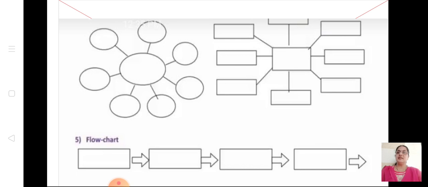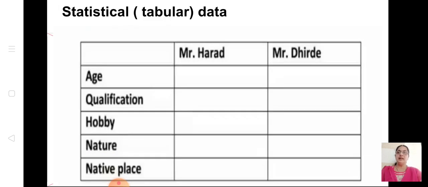Next, this is a web concept map. First one is a concept map, and that is a web. Next one is a web. And below is the flow chart. These are the types from verbal to non-verbal. All these are non-verbal forms, that is, in the form of a diagram. Today we will do only the tree diagram. I'll show you one example of that. And one more: for statistical data, you have to convert the paragraph into a tabular column like this.